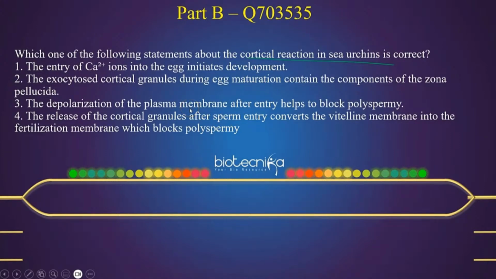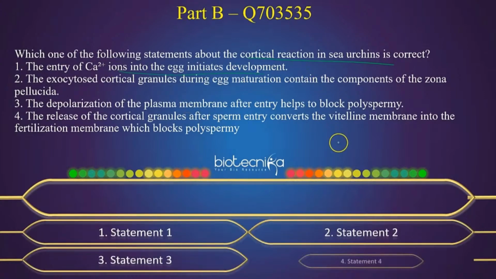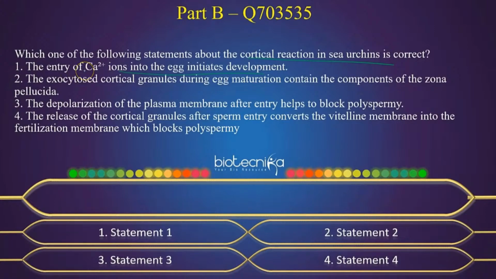Which one of the following statements is correct? Okay, so one is: entry of calcium ions into the egg initiates development, right? This part is not correct because calcium is already stored inside the cell in the endoplasmic reticulum, and from there it is released into the cytosol. So calcium doesn't really come inside the egg.